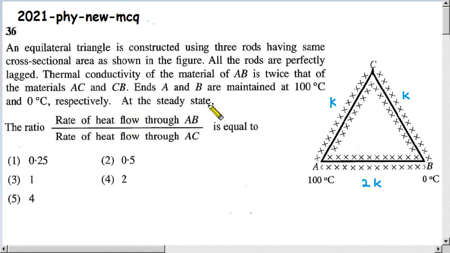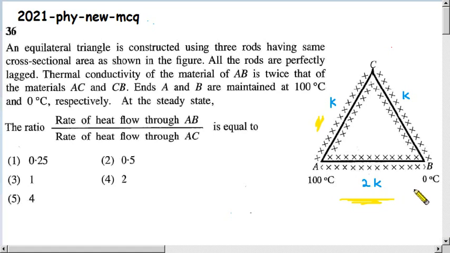At the steady state, the ratio of rate of heat flow through AB, this one, divided by rate of heat flow through AC, AC is this one. That ratio is what we have to find out. So children, let us try to solve this.